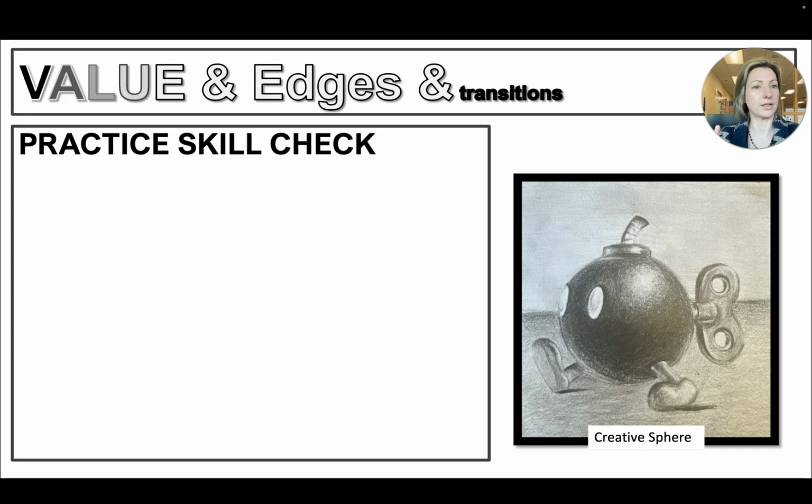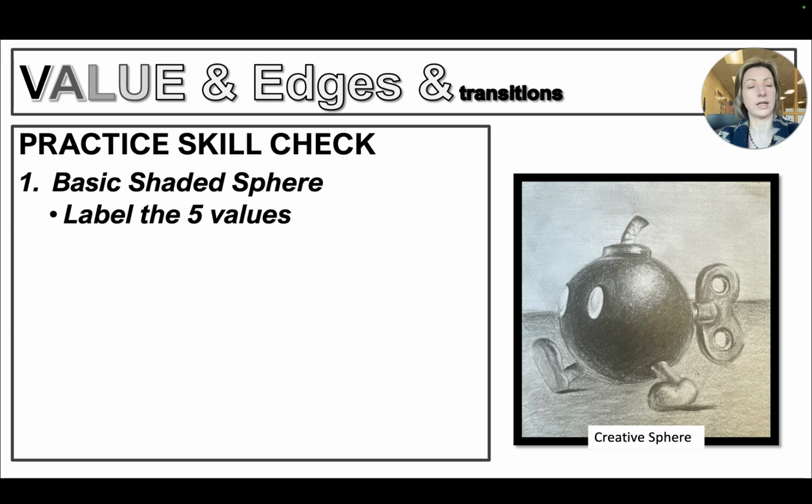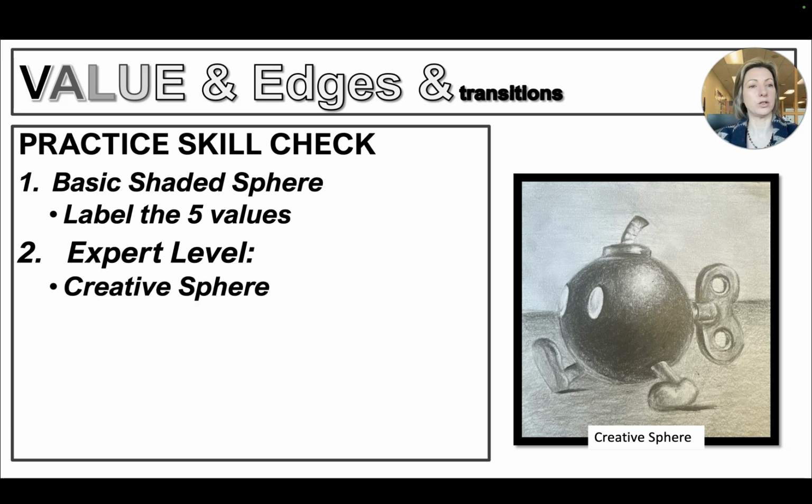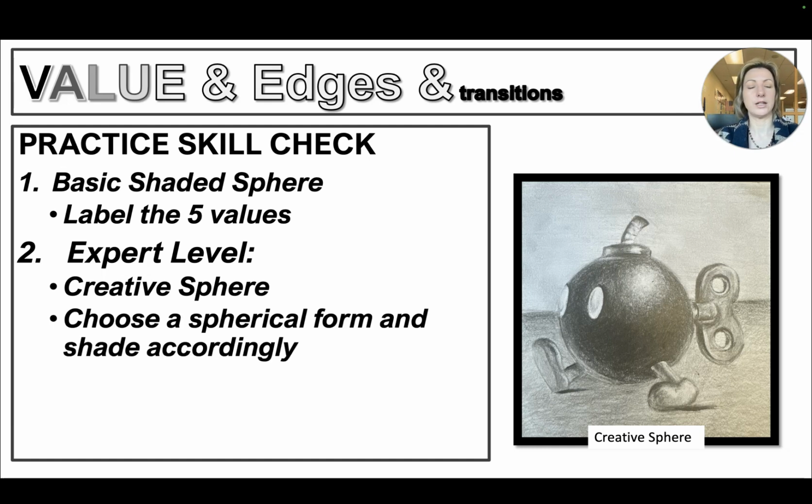So, this is your practice skill check. I want you to do a basic shaded sphere and label the 5 values. That's for level 1. For expert level, those of you who are in Drawing and Painting 3, I want you to do a creative sphere. You are going to choose a spherical form and shade it accordingly. You can see my example down there. I picked a little Mario Bomb and I created a shaded sphere shape.